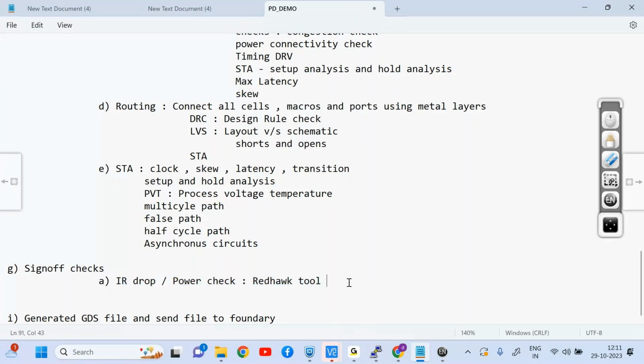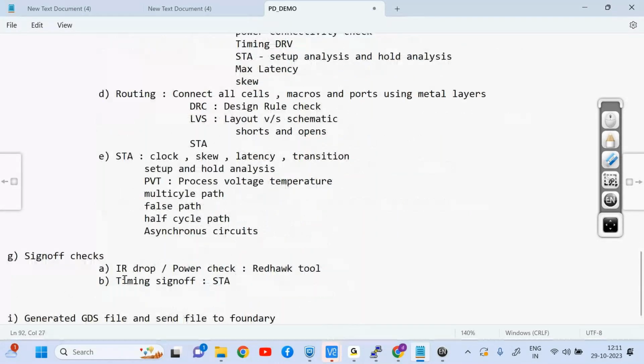After that, we have timing sign off. In timing sign off, mainly we do STA. Here also we have done STA. At the last also we will do STA. To do STA here we use the PrimeTime tool, a separate tool. In ICC2 also we can do STA, but we use a separate tool here because PrimeTime is accurate compared to ICC2. So we will do static timing analysis using PrimeTime.